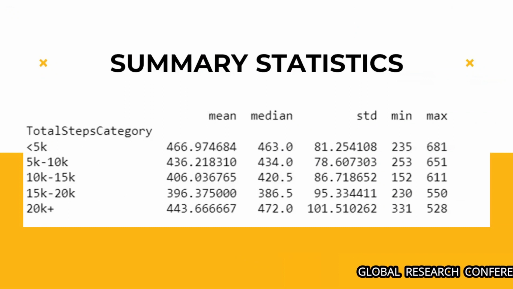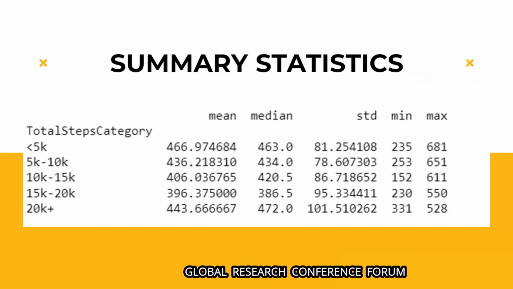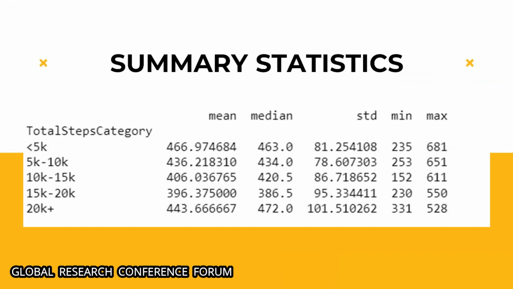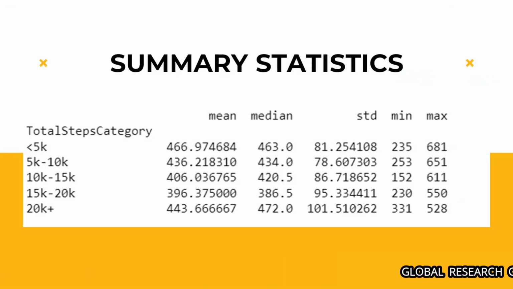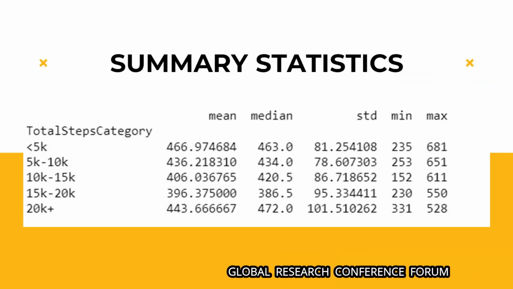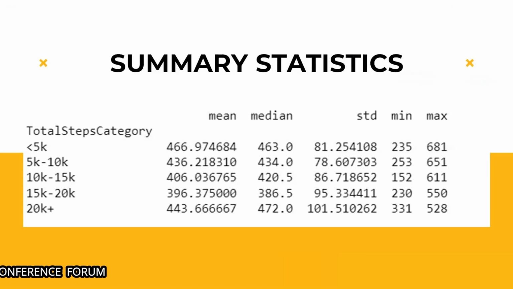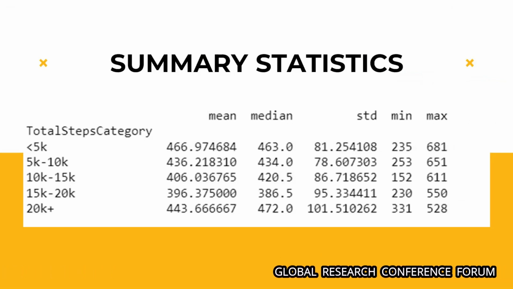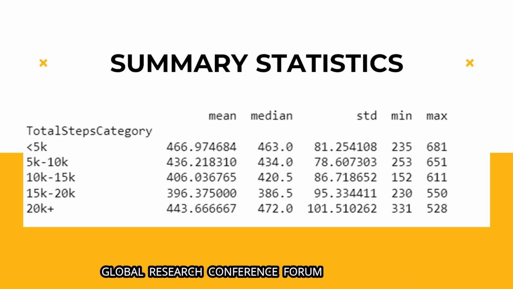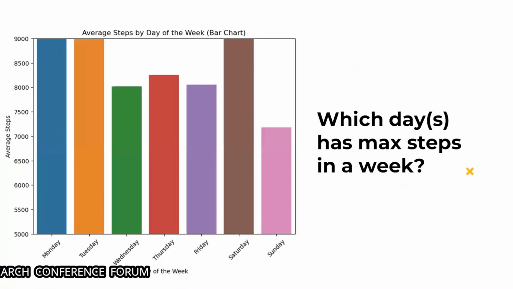This is the summary statistics of my data set. From this, we can interpret the mean, median, standard deviation, min, and max of each category. The first category is total minutes asleep, where the mean is 446, the median is 446, and the standard deviation is 81, with minimum 235 and maximum 681.